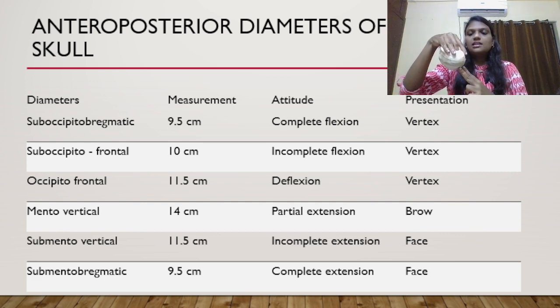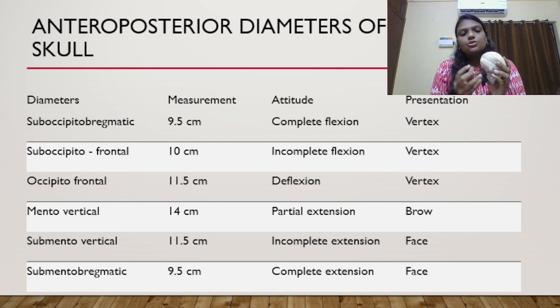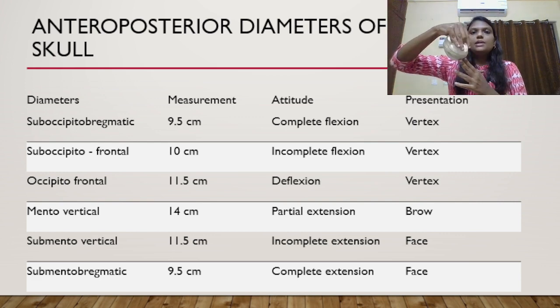The next one is incomplete flexion, like this. It is incompletely flexed. At this time, the diameter of engagement will be suboccipitofrontal. It measures from a point below the occipital protuberance to the frontum. This is the suboccipitofrontal diameter. It is the diameter of engagement when the fetal skull is in incomplete flexion, and it measures about 10 centimeter.